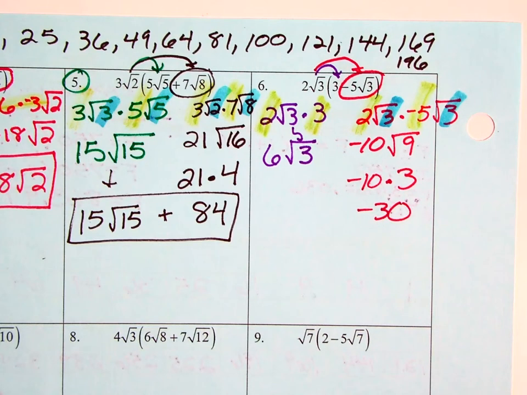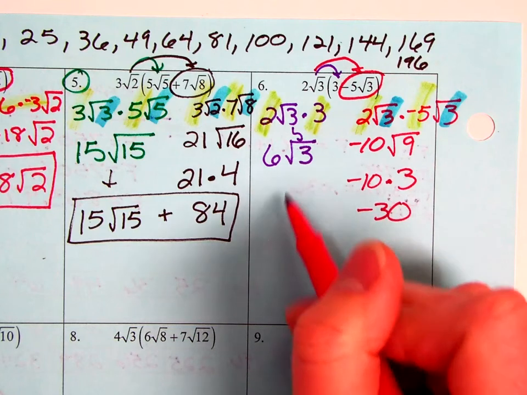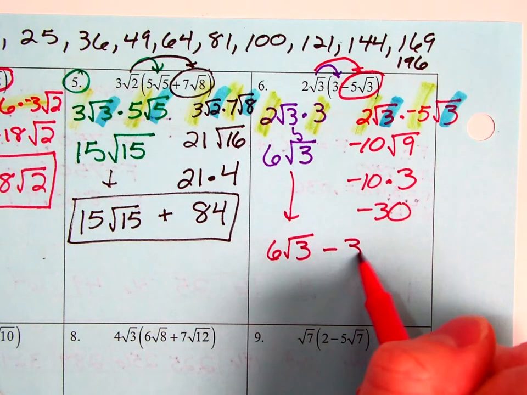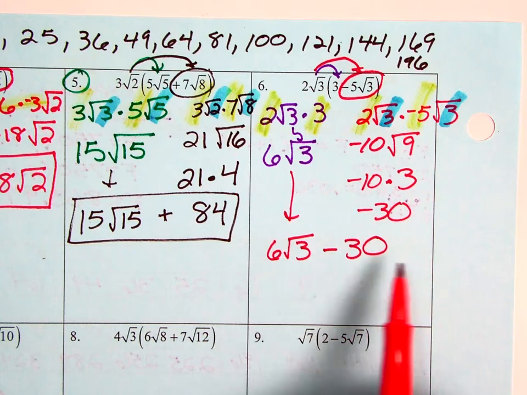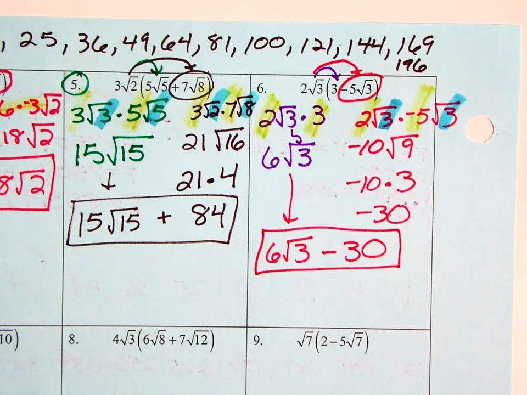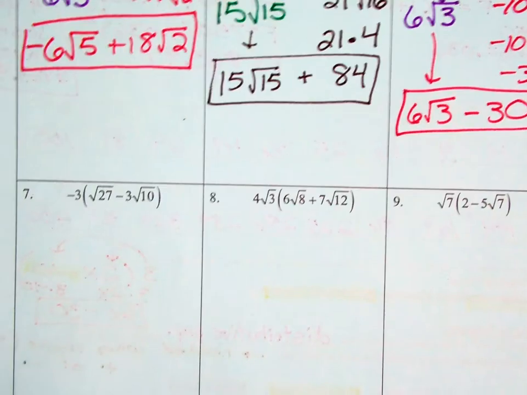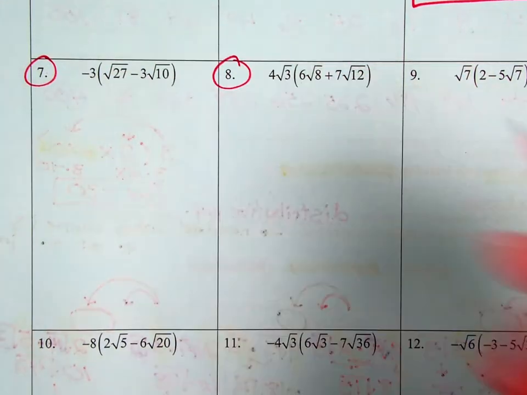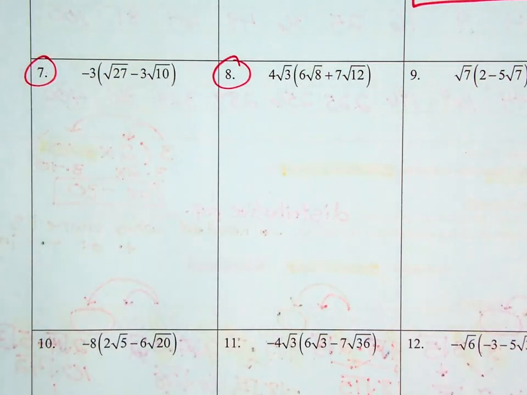Now we can uncover the other one. So what we really have here is 6 square root of 3 minus 30. Now again, I would check to see if they're like terms, which they're not because there's not a radical in the second one. So that's as far as you can go with this one. All right, at this point, I would like you to pause and try number 7 and 8 on your own. Once you finish 7 and 8, you can play the video to check your answers.